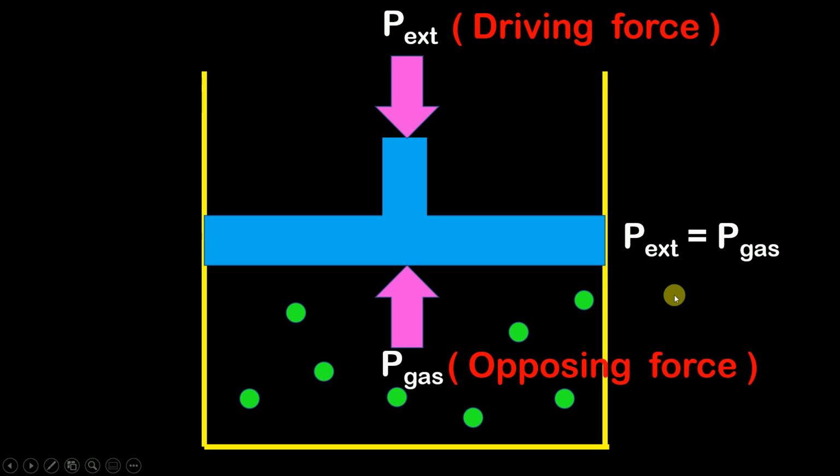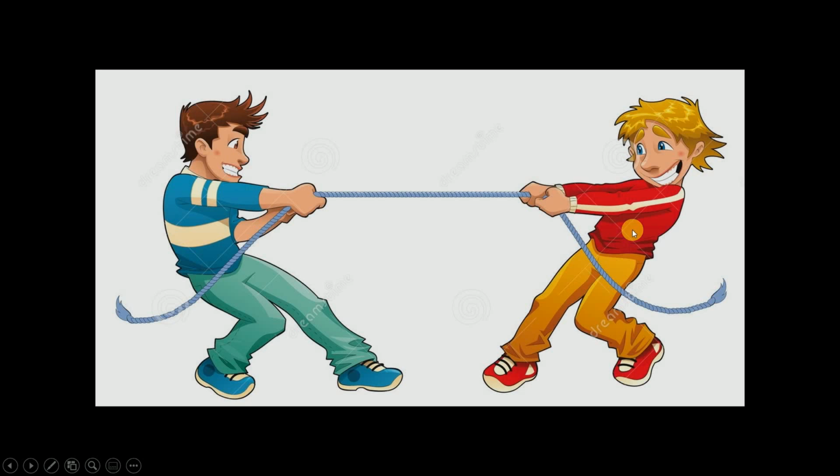Now let us move on ahead and consider an example of tug of war. I hope you all know what is tug of war. In a tug of war, what happens? At the opposite ends of the rope there will be two competitors, and both of them will try to pull the rope towards themselves. Am I right?